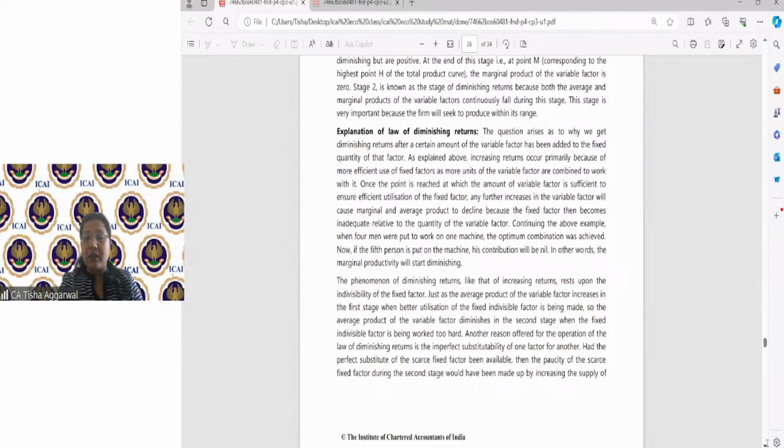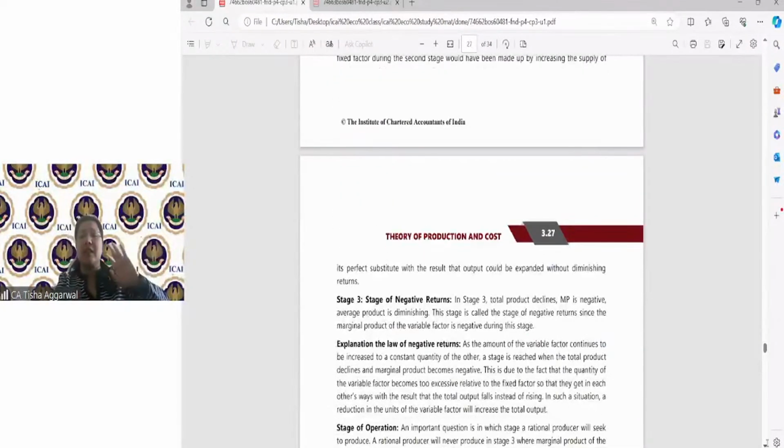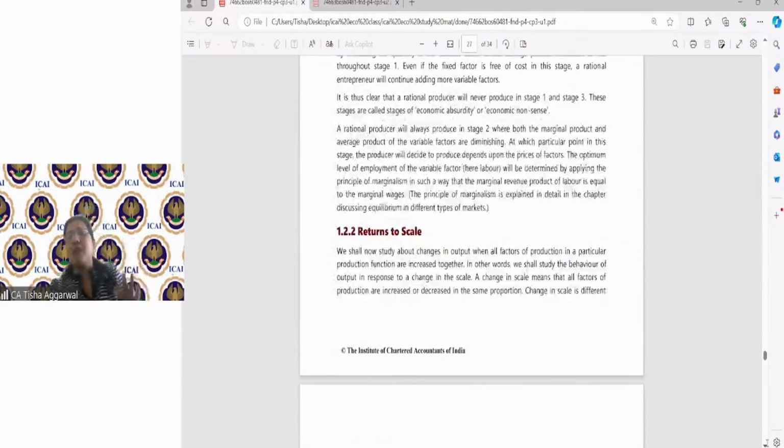Third is the stage of negative returns. What is it? It says things are getting negative now. Your business is not running properly. There is a negative earning attached to it. Marginal product is becoming negative. The total quantity of the variable factor is extremely excessive as compared to the fixed factors. So what happens is that the total output now starts falling. It becomes negative. So these are the three stages wherein the people work.